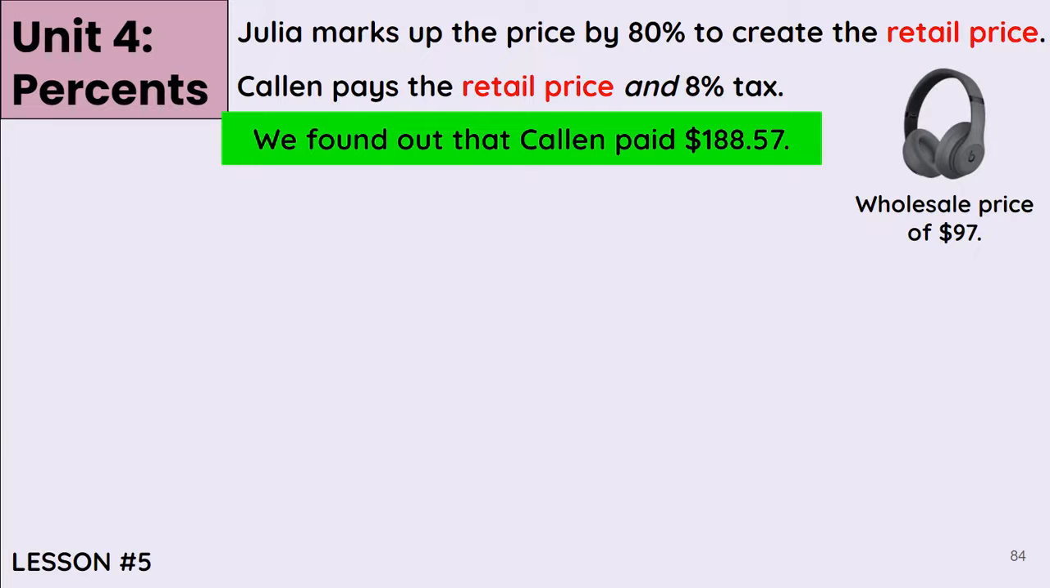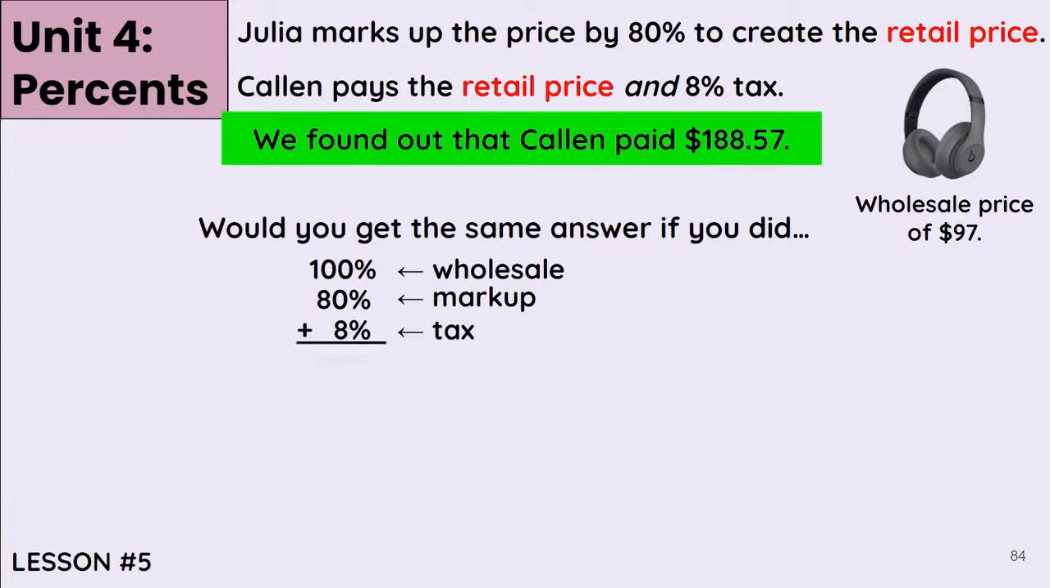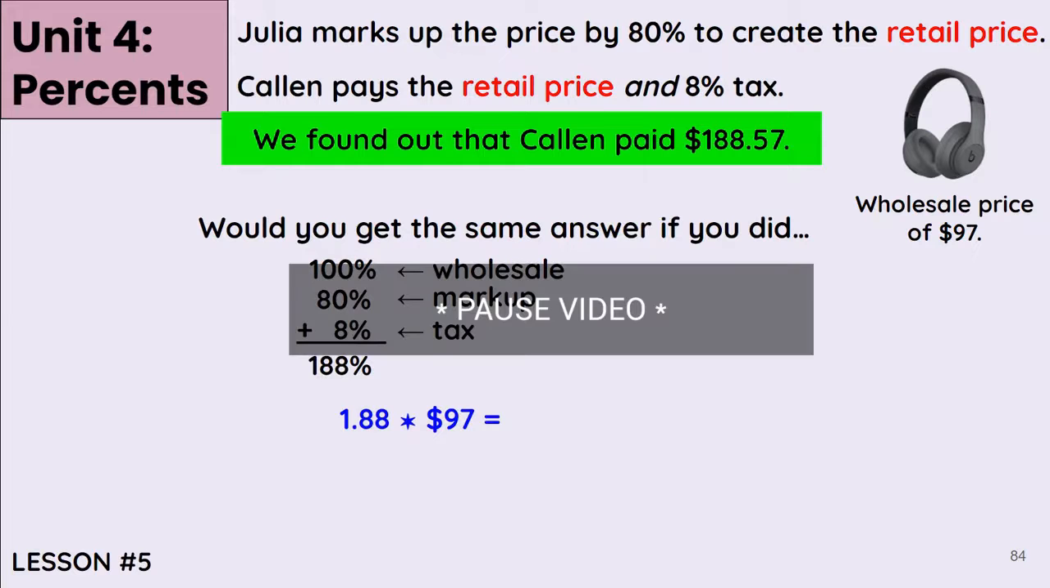So we found out that Callan paid $188.57. Would you get the same answer if you did this? Callan paid 100% of the wholesale price, 80% for markup, and 8% tax. Added together, he paid 188%. Why don't we try this out? Let's do 1.88 times 97.